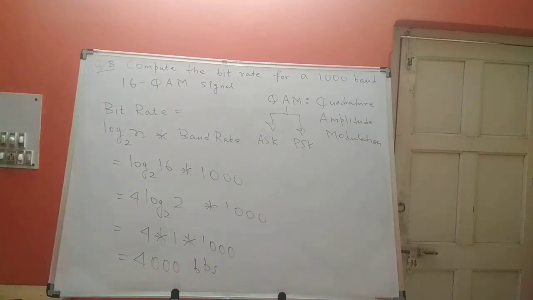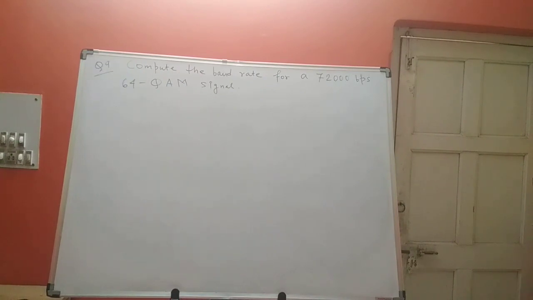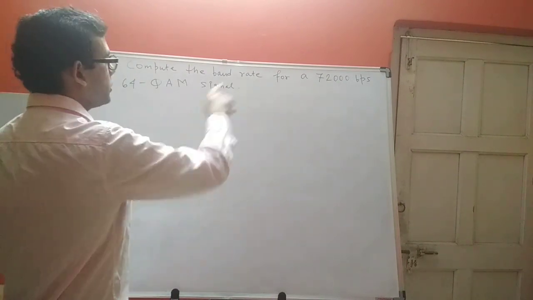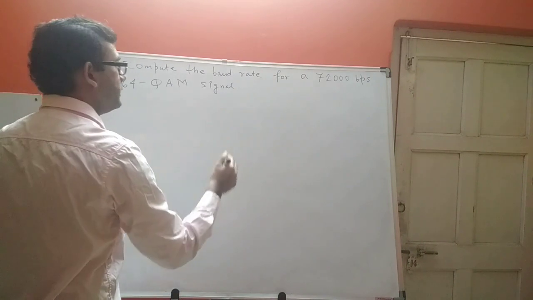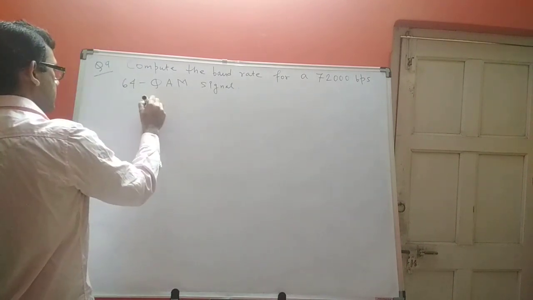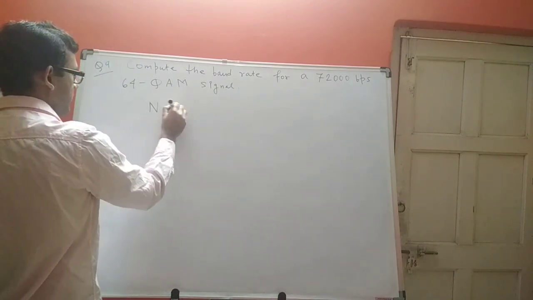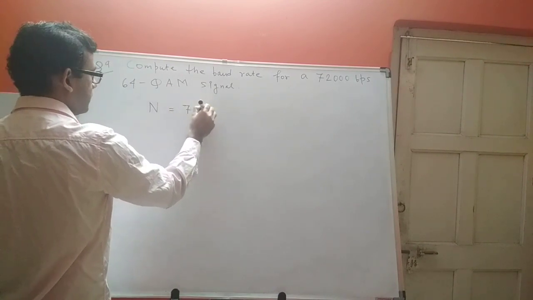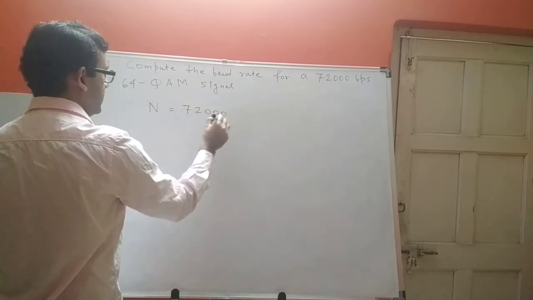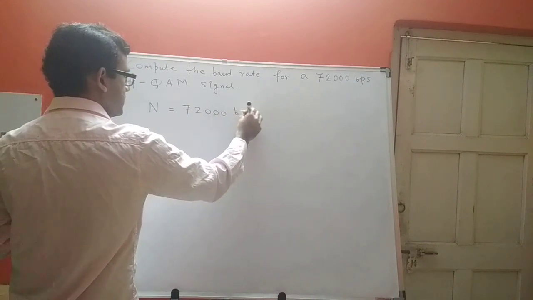So I hope you have understood this question. I'll move on to another one. Please copy this question. Okay, now let's solve this. So we have been asked to compute the baud rate, and we have been given the bit rate. Now the bit rate, in short, given as N, is 72,000. The bit rate is 72,000 bps.